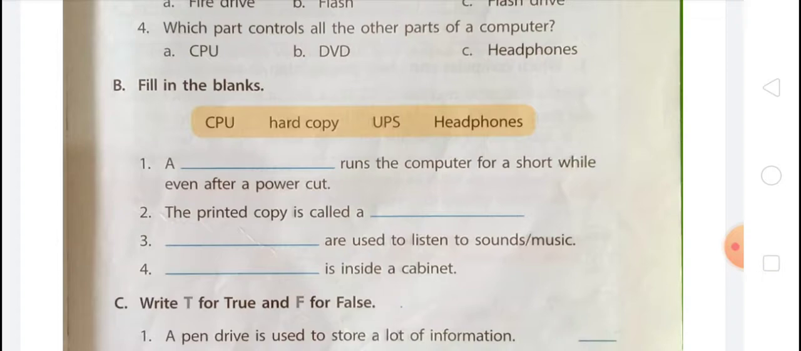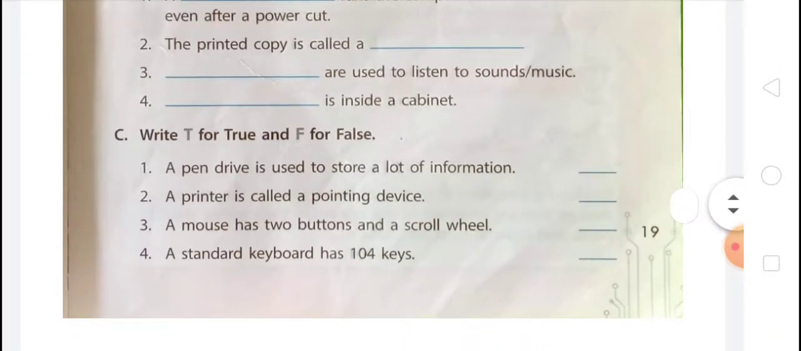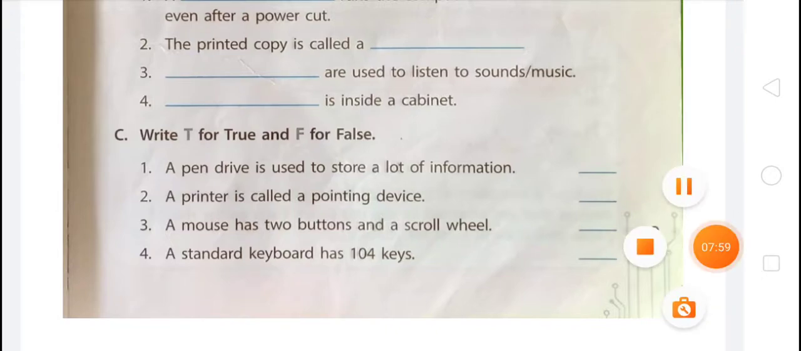Now you have to write T for true and F for false. First, a pen drive is used to store a lot of information. Pen drives are used to store a lot of information, and these devices are also used to transfer data from one computer to another. So that is true.